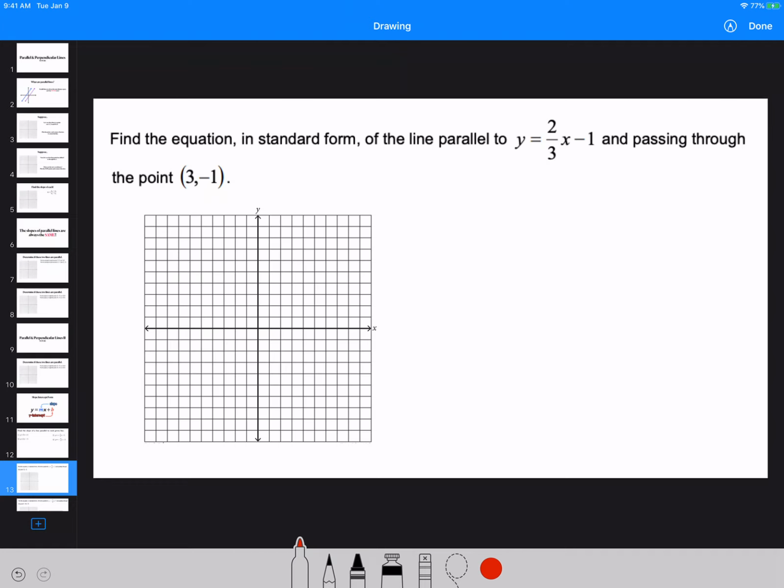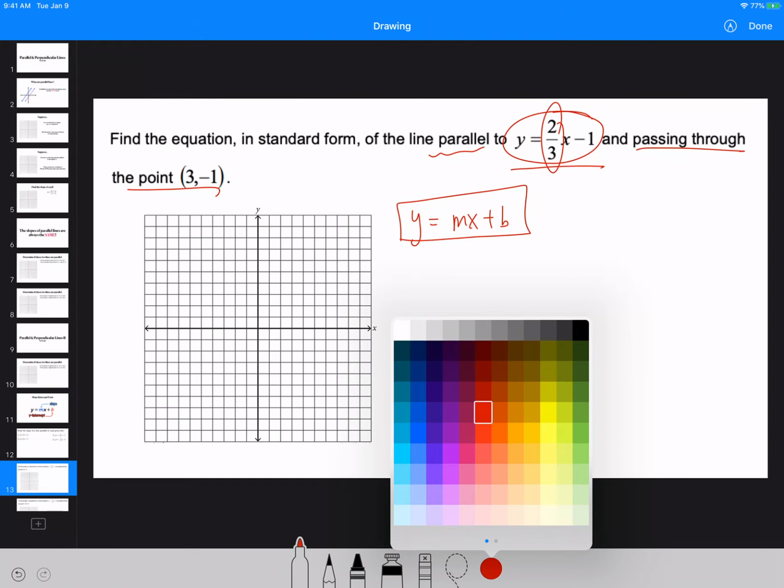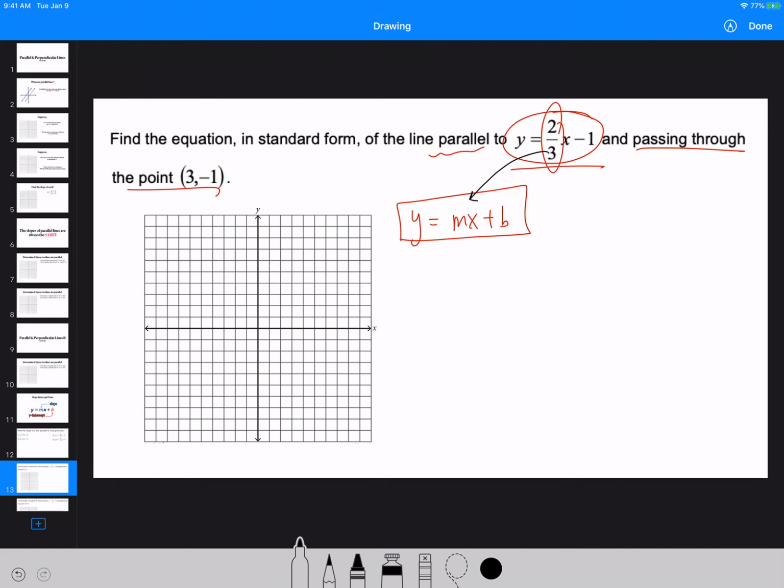Now we're going to get to a little bit of a challenging question. Find the equation in standard form of a line parallel to y equals 2 over 3 x minus 1 passing through the point 3 comma negative 1. So we're given an equation, like I said, and a point it passes through. What is the slope of 2 over 3x minus 1? It's 2 over 3. And we're finding the equation in the form y equals mx plus b, so your answer should look something like that. Parallel lines means we have the same slope, so I'm going to put 2 over 3 as my slope. So y equals 2 over 3x plus b.